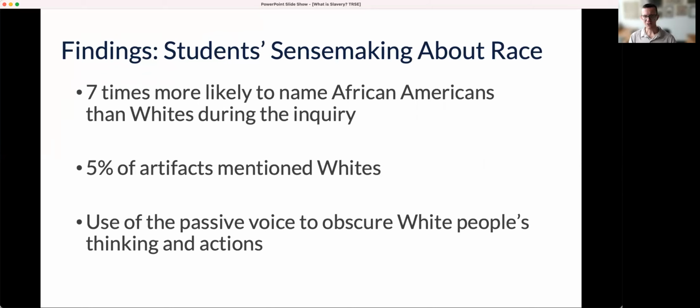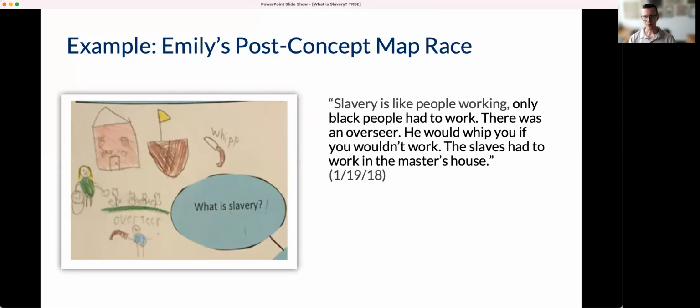And students accomplished this through the use of the passive voice, which was a way to obscure white people's thinking and actions. So again, we can see in Emily's concept map, when we think about race, she's got this term Black people in her first sentence. Slavery is like people working, only Black people had to work. But she uses words like overseer and master and never really mentions the race of the oppressors.